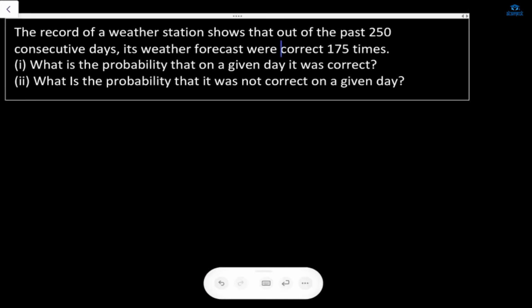The record of a weather station shows that out of the past 250 consecutive days, its weather forecast was correct 175 times. So 250 times the weather forecasting has been done, and from those 250 times, only 175 times the weather forecast was correct. So what is the probability that on a given day it was correct, and what is the probability that it was not correct on a given day?